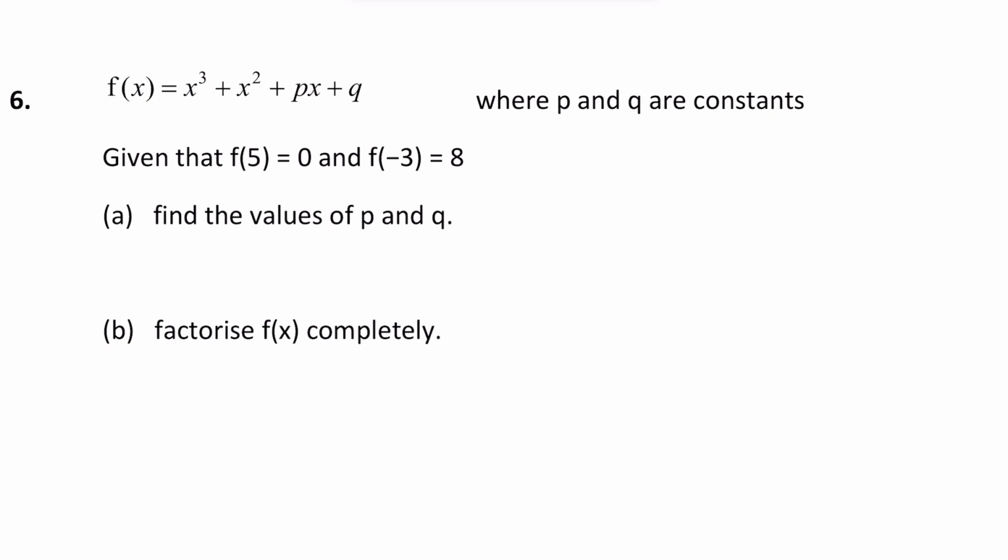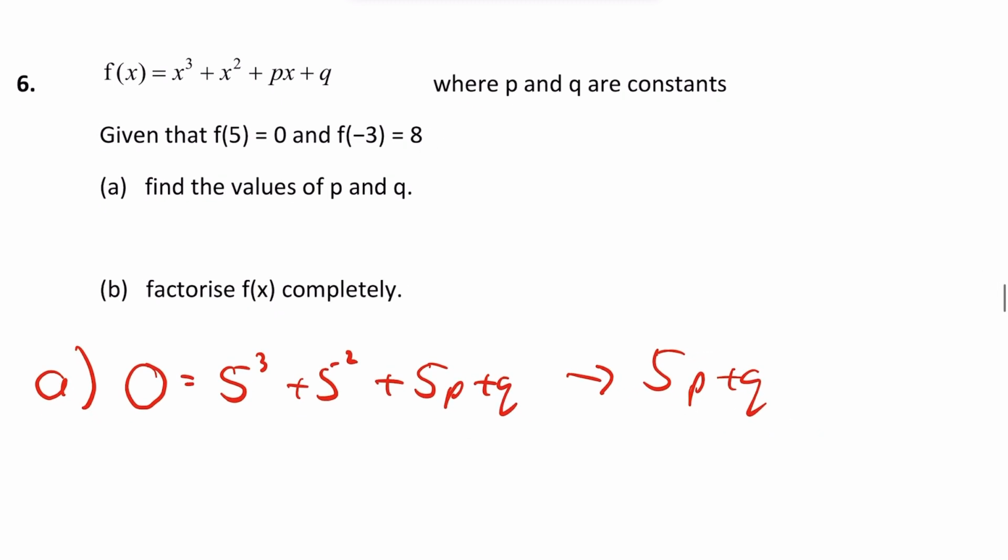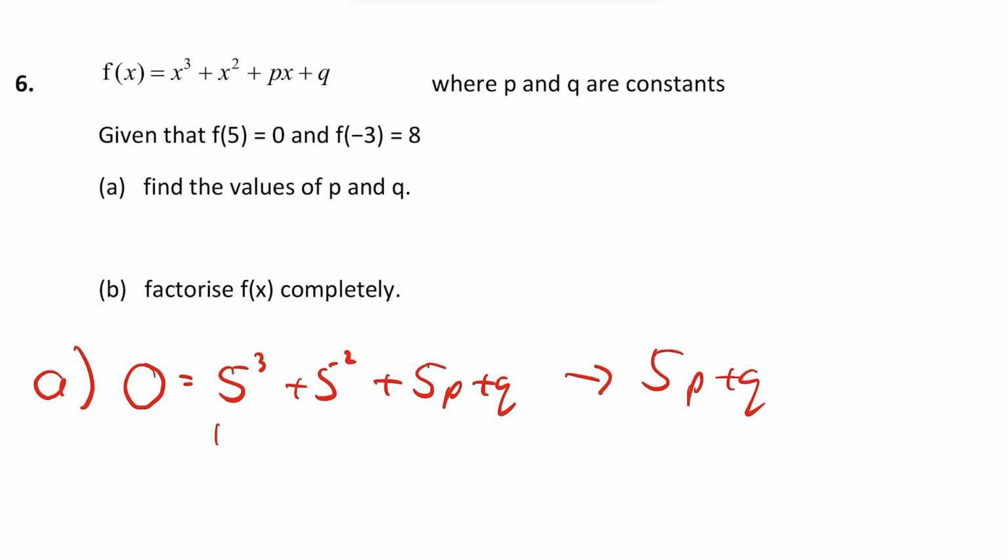Next one looks like it's a factor theorem question essentially, but they haven't mentioned it at the beginning. So if you put in 5 into this equation, we get 0 equals 5 cubed plus 5 squared add 5p add q. So that means that 5p add q would equal, well, that's 125 and 50, so minus 150.